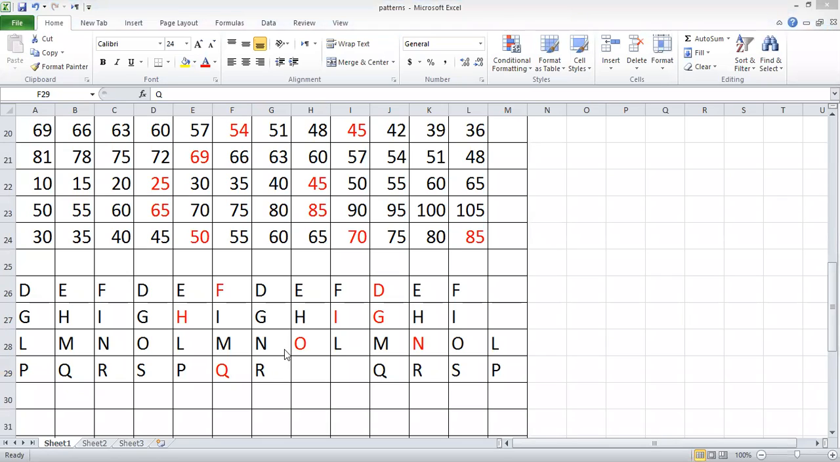All right, guys. I got to know that this is Q. Now tell me about this. After R, what alphabet should be there?